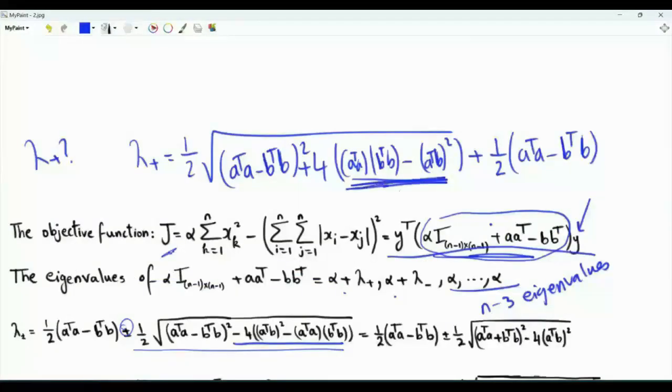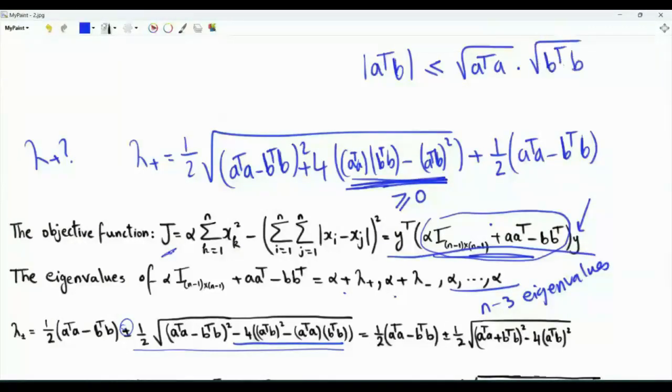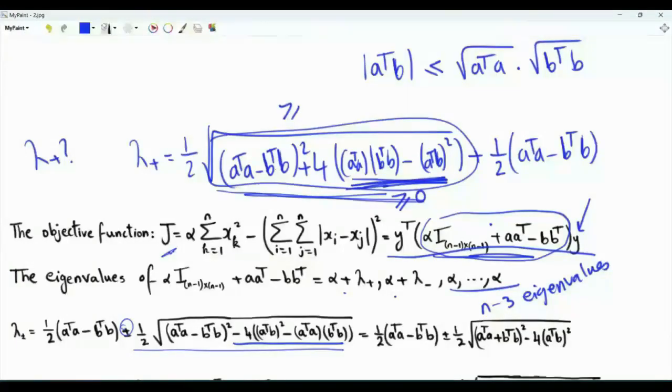By Cauchy-Schwarz inequality, this term here is greater than or equal to 0. Because the Cauchy-Schwarz inequality tells us that the magnitude of A transpose B is less than or equal to the square root of A transpose A times the square root of B transpose B. In other words, this square root here is greater than or equal to the absolute value of A transpose A minus B transpose B, which we have here, without absolute value. This means that lambda plus is guaranteed to be non-negative.